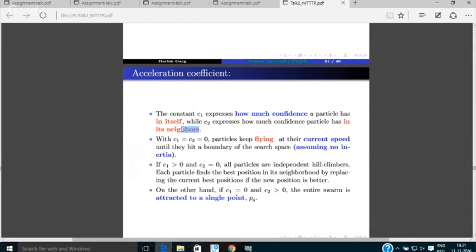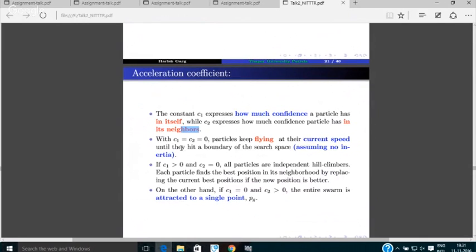If I say I am confident that I am intelligent with myself, that is for C1. But how confident am I that I am intelligent compared with my neighborhood persons, or with my classroom also? That is represented by C2. So these are my global as well as neighborhood positions.